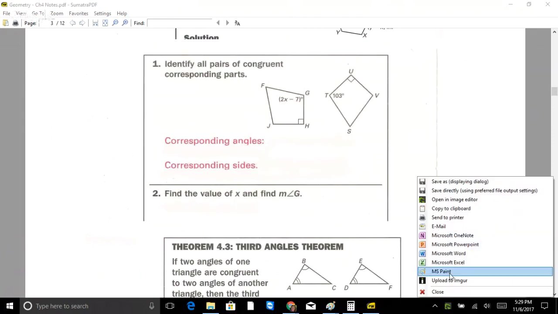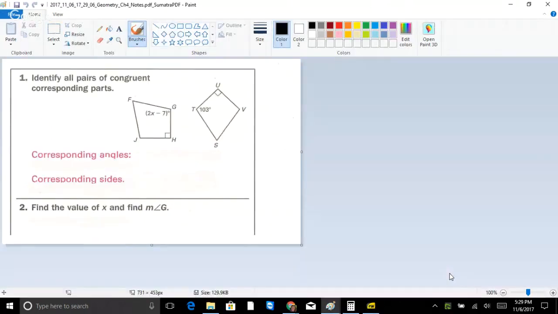So, all right, we have two quadrilaterals here, right? And it says identify all pairs of congruent corresponding parts. So we have corresponding angles and corresponding sides. And what they should have told us is that the two figures are congruent to each other. So we know that they're congruent to each other. They just didn't do a very good job of telling us that.